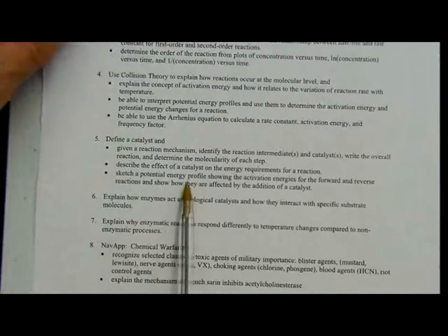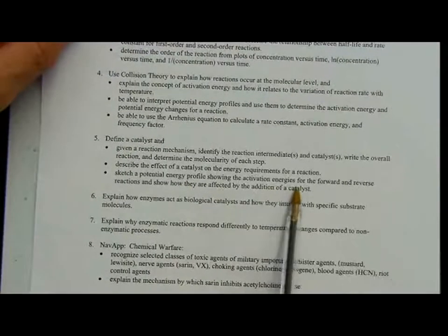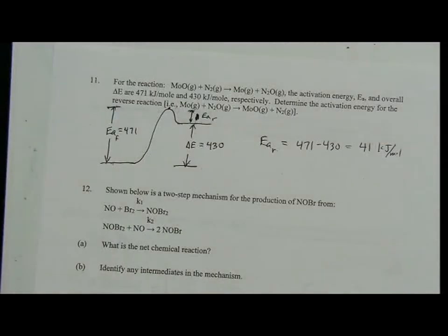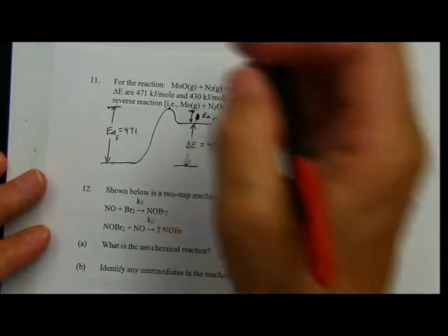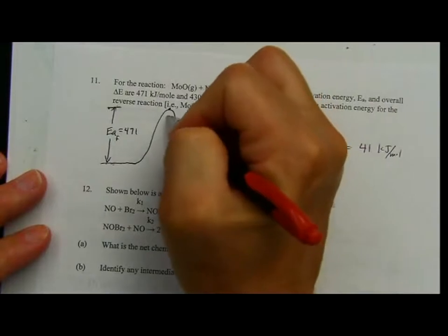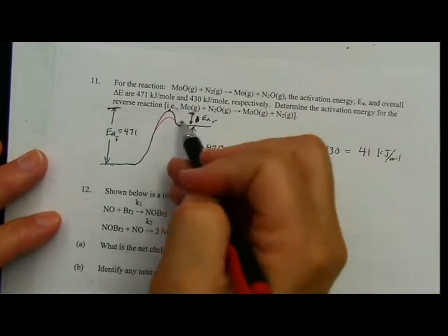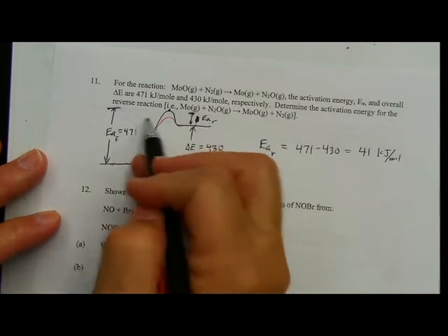Sketch a potential energy profile showing the activation energies for the forward and reverse reaction. All right. Now, it says, how would this be affected by a catalyst? If there were a catalyst in this chemical reaction, what would that look like? It would lower the activation energy required. Okay, so it might look like that. Right. So there, that lowers the activation energy there, and it lowers the activation energy there.